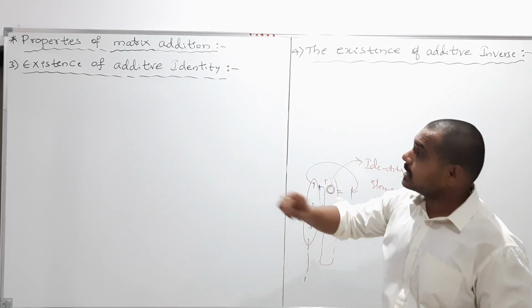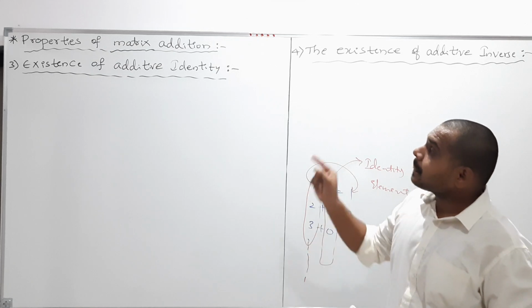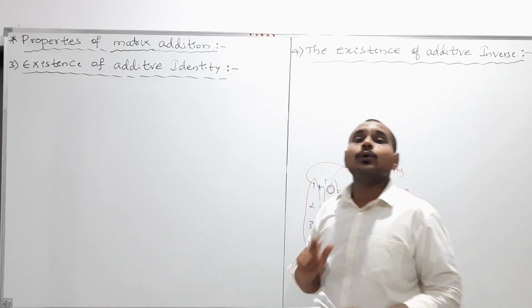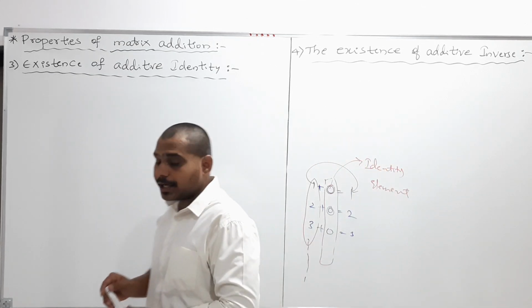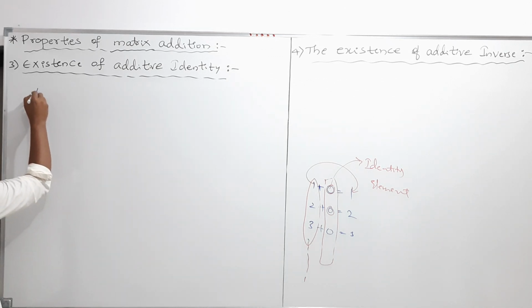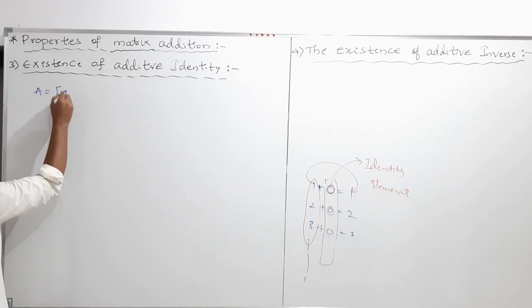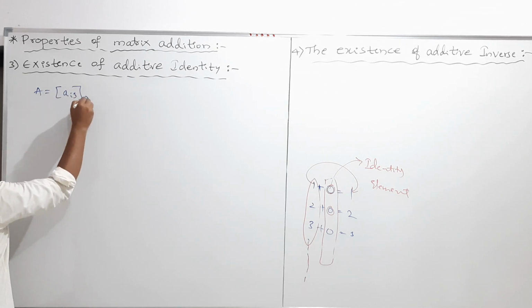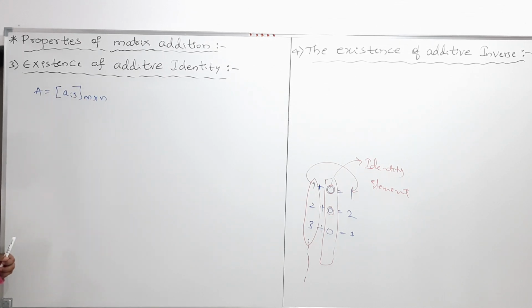So, my dear students, the third property says the existence of the additive identity. Existence of the additive identity means, if A equals Aij is a matrix of order m cross n, then for any matrix there exists an additive identity. What does it mean that there exists an additive identity? You can take an example here. I'll take the first example, then you will clearly understand.